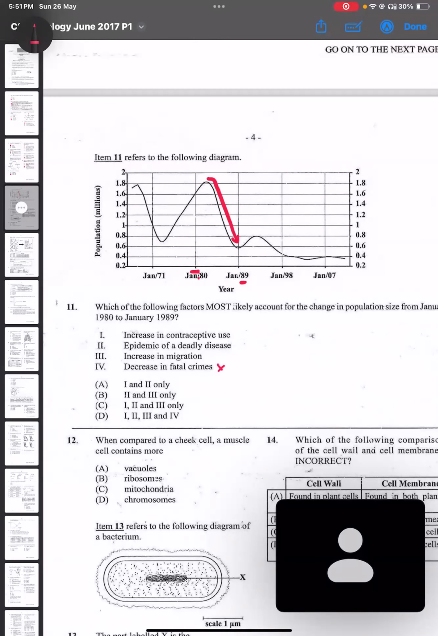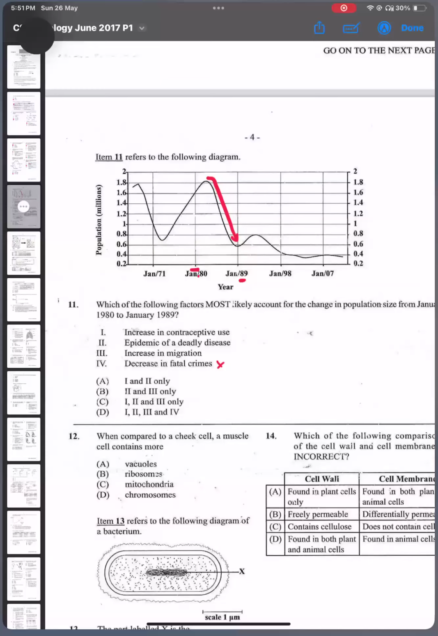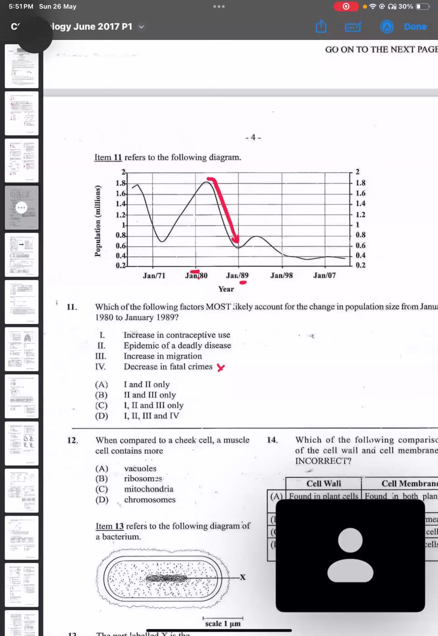So 4 cannot be in there, because if we have a decrease in fatal crimes, we would have had some increase in the population. If we are having contraception, that would decrease population, as I have fewer babies being born. If you had an epidemic, you would have persons catching disease and dying. And if you had migration, you would have persons leaving the area. So all of those would have contributed to a decrease in population. So we can say 1, 2, and 3, which is option C.